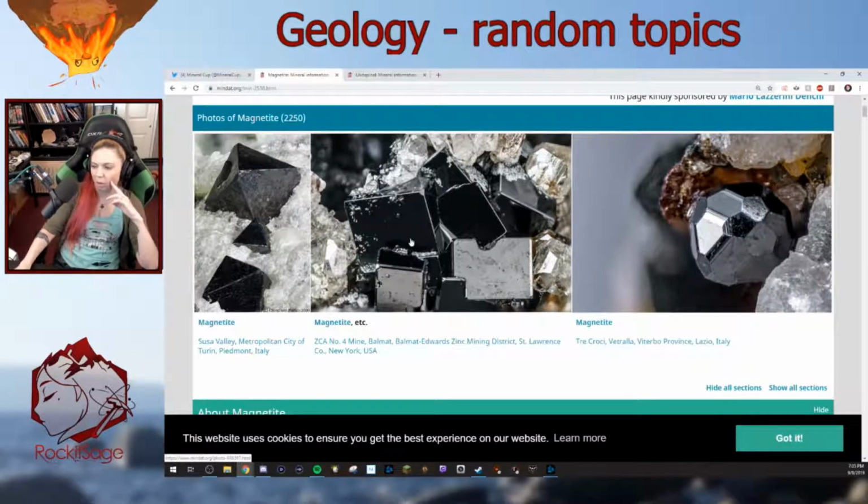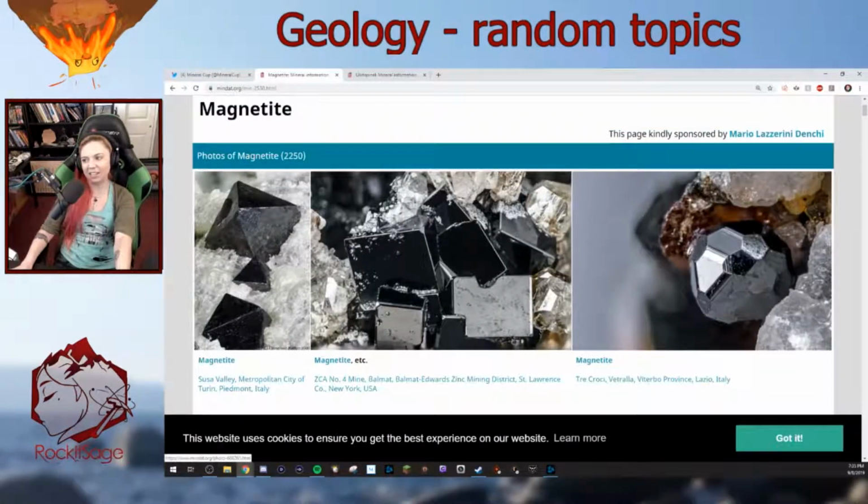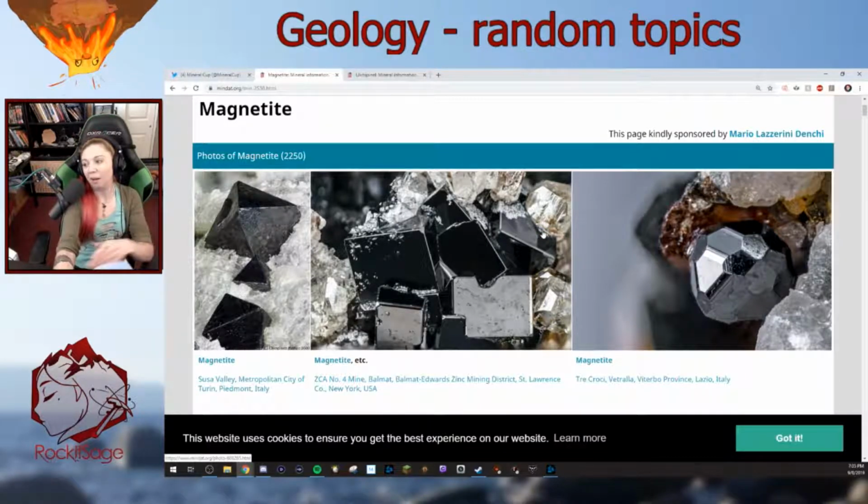This isn't as common. The octahedrals are much more common here. This mineral is actually brittle, unlike ulexite, which was flexible. It's dull metallic to splendid in luster, which makes sense because it's a metallic mineral. It does have a black color, obviously.